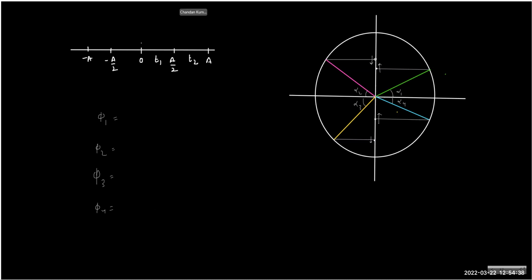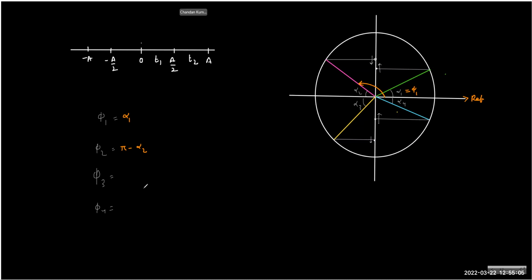So what is phi 1? We always take the phi from the reference, right? And you can see phi 1 is the same as alpha 1. There is no difference. But what about phi 2? For phi 2 we have to take this angle from the reference. Do you realize this? And so it becomes pi minus alpha 2.